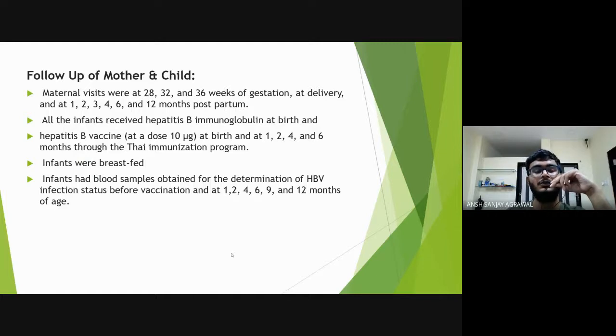Before we do that, we'll look at the follow-up of the mother and child and the schedule which they followed. Maternal visits were at 28, 32, and 36 weeks of gestation, then at delivery, and at 1, 2, 3, 4, 6, and 12 months postpartum. All the infants received hepatitis B immunoglobulin at birth and hepatitis B vaccine at birth and at 1 to 4, 6 months through the Thai immunization program, which is the national program which Thailand follows. Infants were breastfed, and infants had blood samples obtained for the determination of HBV infection status before vaccination and at 1, 2, 4, 6, 9, and 12 months of age.